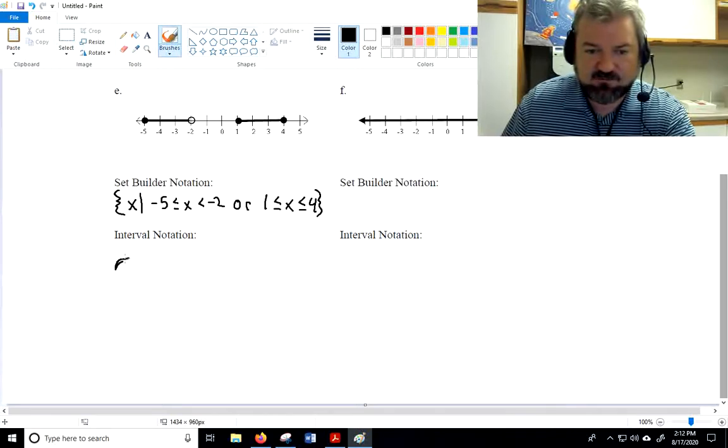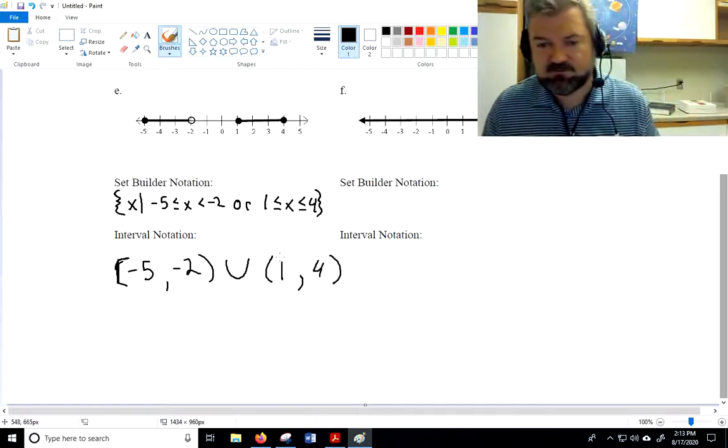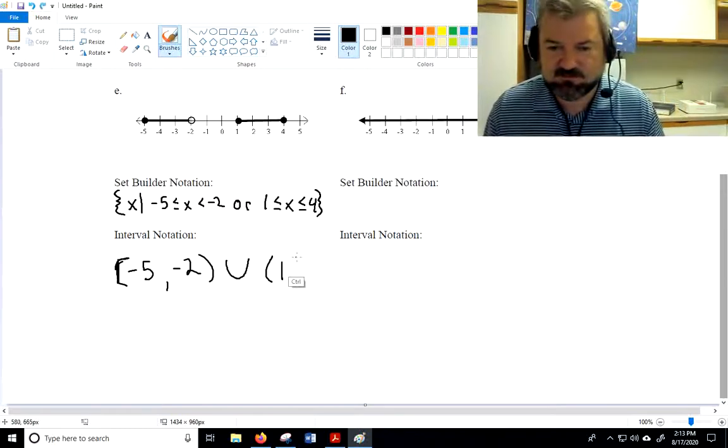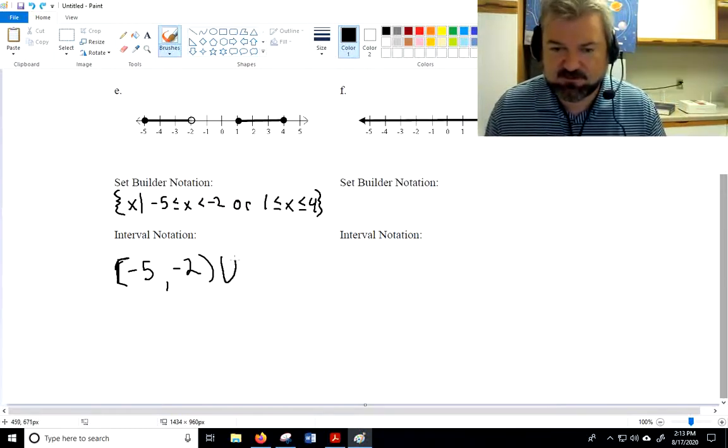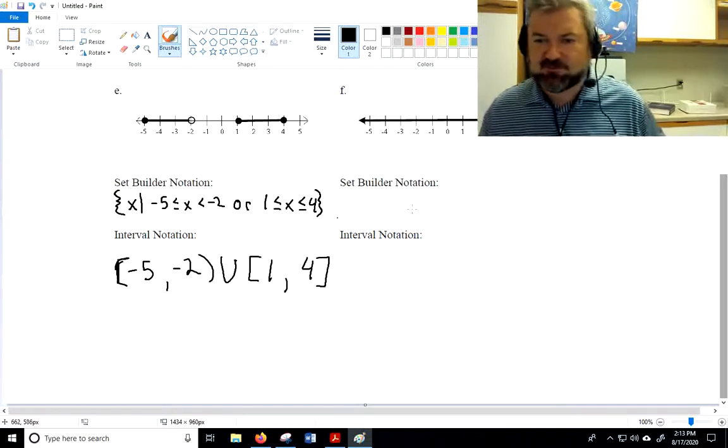So for the interval notation, I have a square bracket because we're closed at -5 to -2. And then I'll say union 1, 4. Oh no, I forgot to make those square brackets. I was using open. There we go. All right, we got what looks like one more example here.